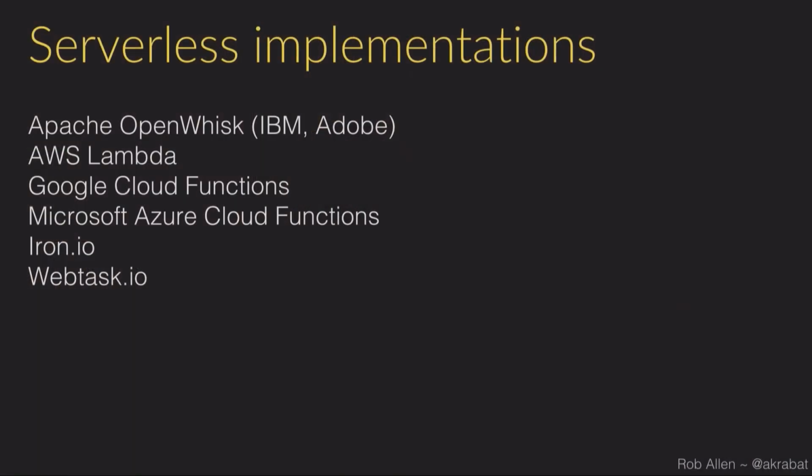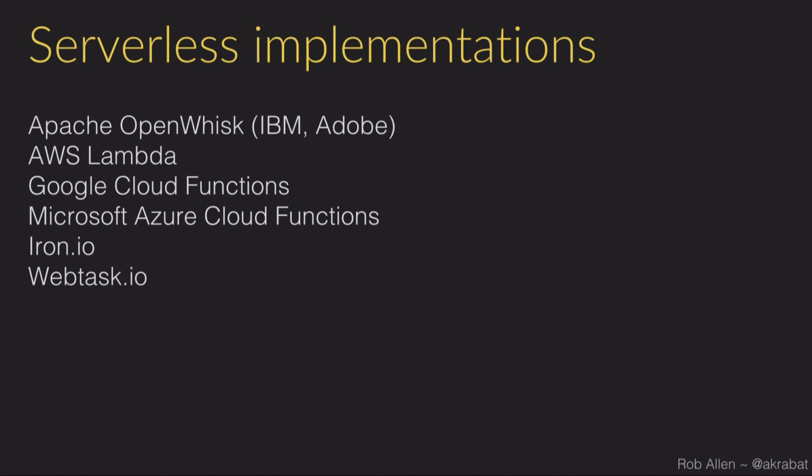Loads of implementations, alphabetical because I couldn't think of a better way to write them. Apache OpenWhisk is an open source implementation of a serverless compute platform and has two commercial sponsors, IBM and Adobe. So IBM Bluemix OpenWhisk, I think they call it, and Adobe I/O Runtime. Both are the implementations of the same underlying serverless compute platform.